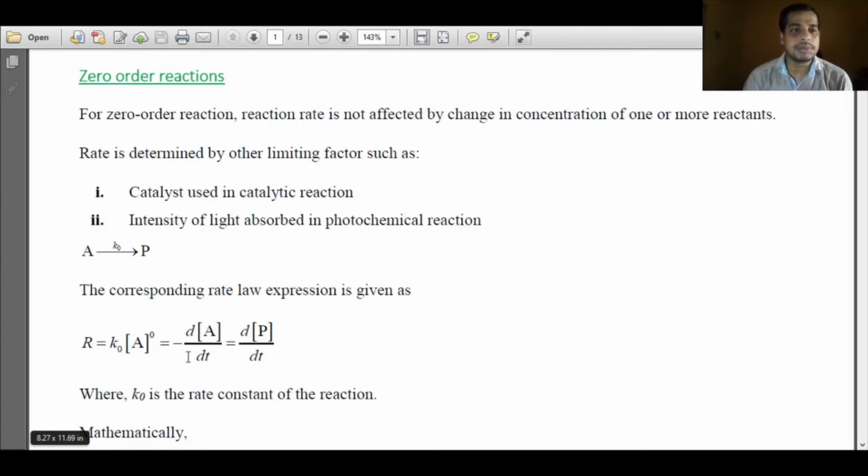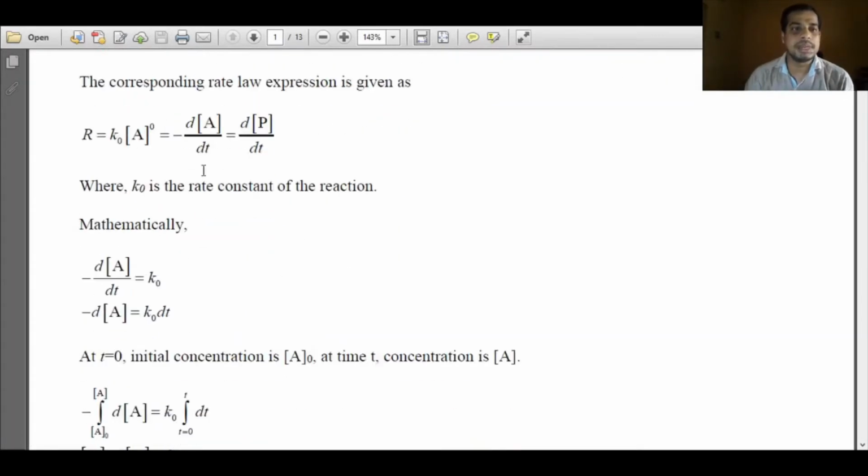In the form of a differential expression, I can also write minus dA over dt and dP over dt. As the reactant concentration is decreasing, there is a negative sign, and as the product concentration is increasing, there is a positive sign. Mathematically both rate law expressions are the same. So I can write minus dA over dt is equal to K0, since A to the power 0 is 1. If I rearrange, I get minus dA is equal to K0 dt.